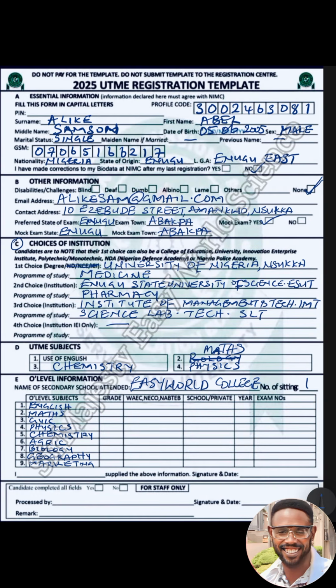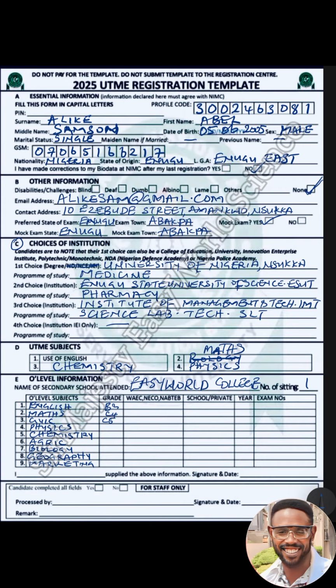Okay, then you fill in the grades. If you have English B2, you write it C6 or C4, your maths, your civic, maybe C5. You fill them all in the exact way. Don't make mistakes here, because correcting your results will cost you money. Any correction after filling and submission requires money.